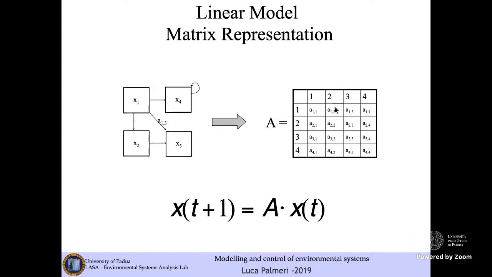Element 1 is interacting with element 2 by a flow that is described by A12, and so on. So by the matrix representation, we may start implementing a dynamic representation of interactions between the compartments that build up our environmental systems.